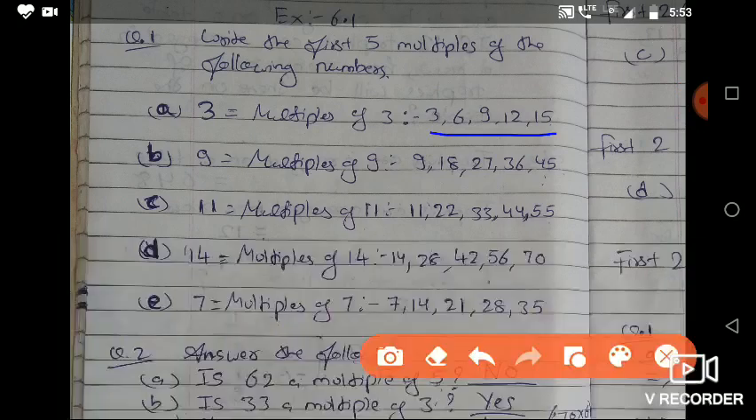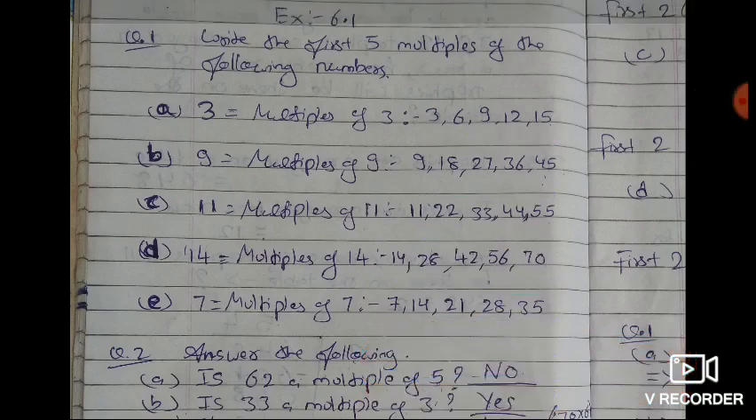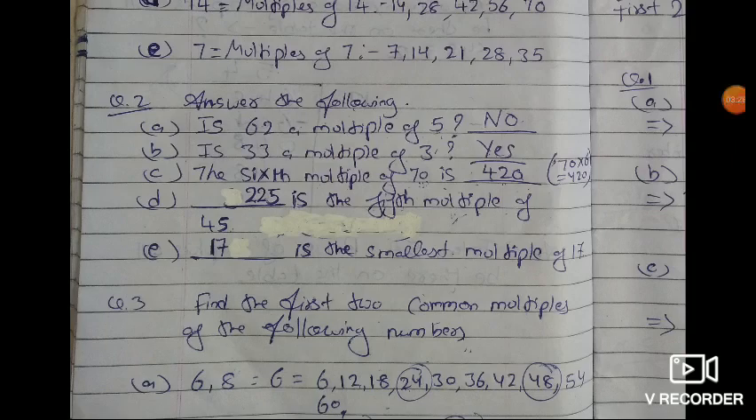All these are the multiples of 3. Next, find the multiples of 9. That is 9, 18, 27, 36 and 45. Next, multiples of 11: 11, 22, 33, 44 and 55. Next, multiples of 14: 14, 28, 42, 56 and 70. Next, the multiples of 7 are 7, 14, 21, 28 and 35. Like this, we find the multiples of 7.